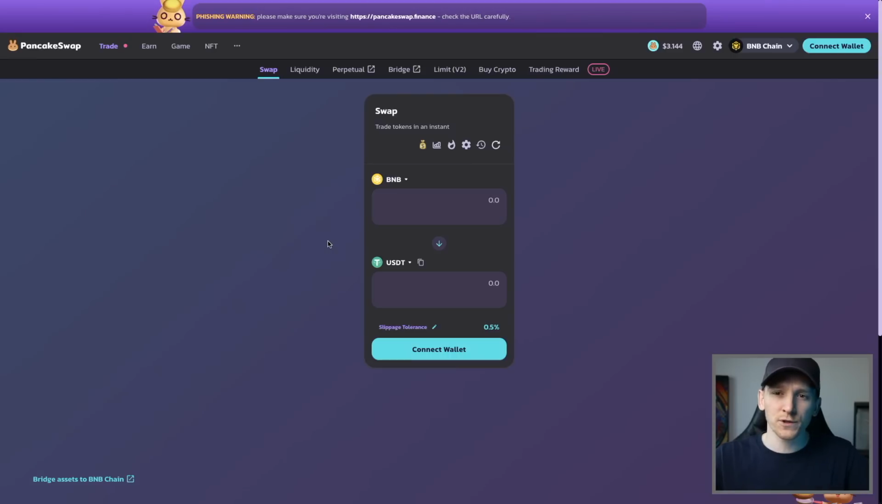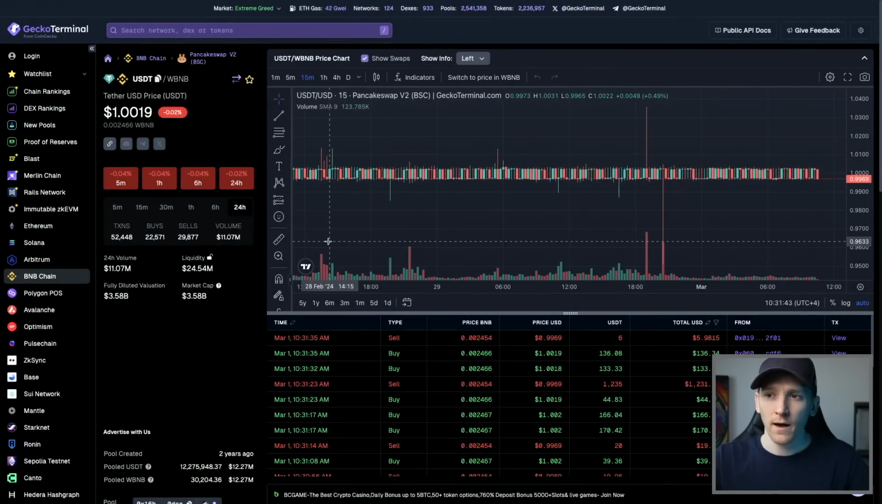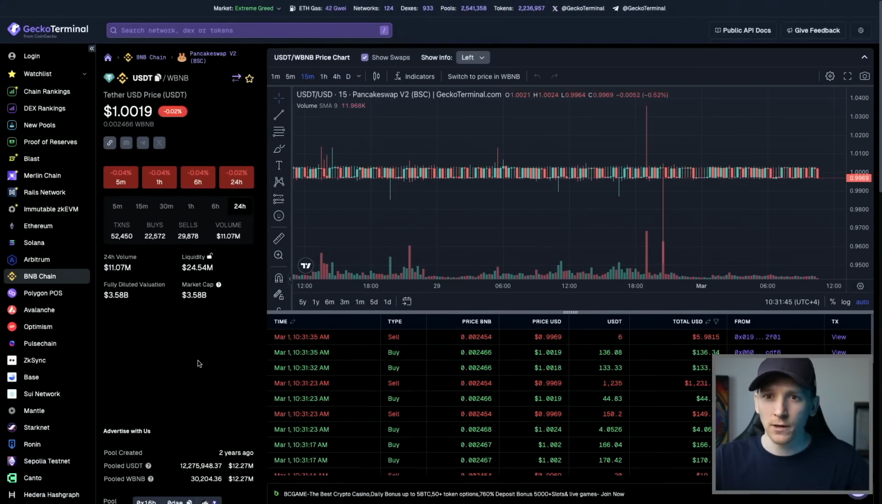So what do you want to trade? And you can just see what is the exchange that gives us the most volume and the lowest fees for that.